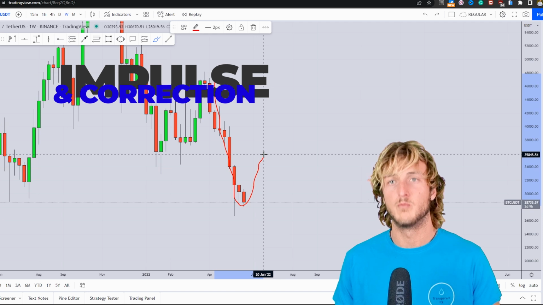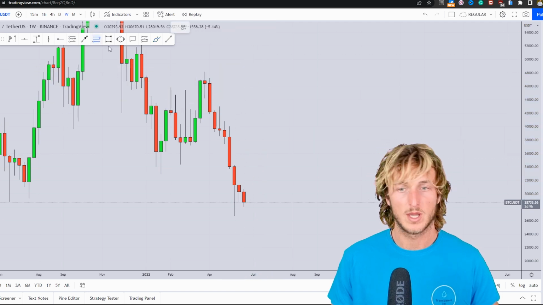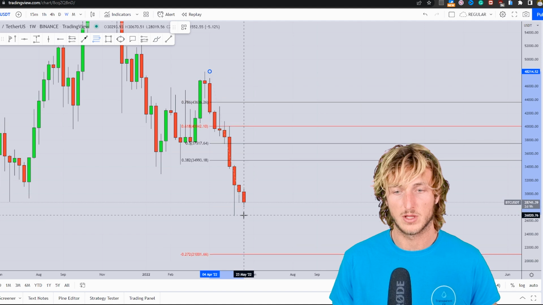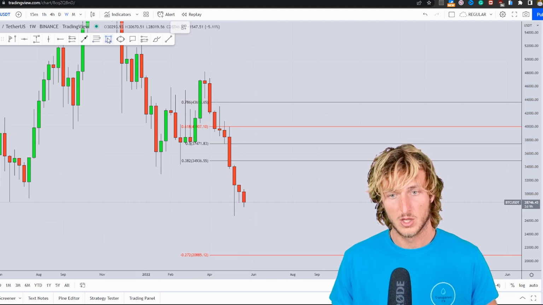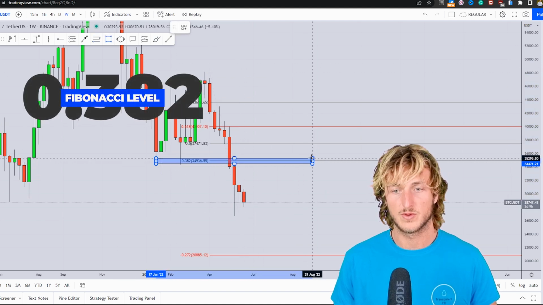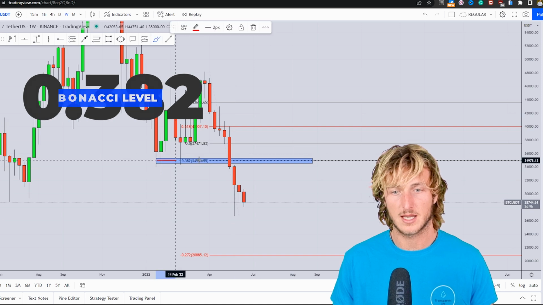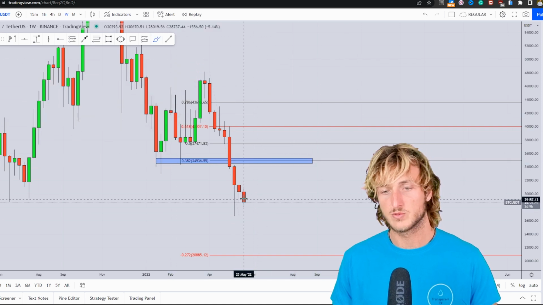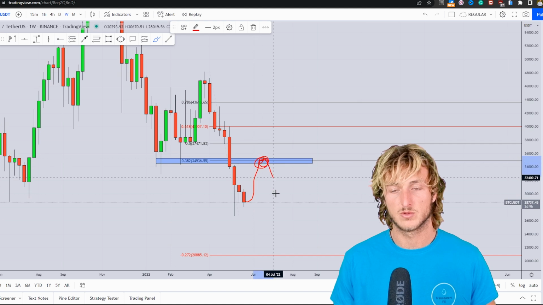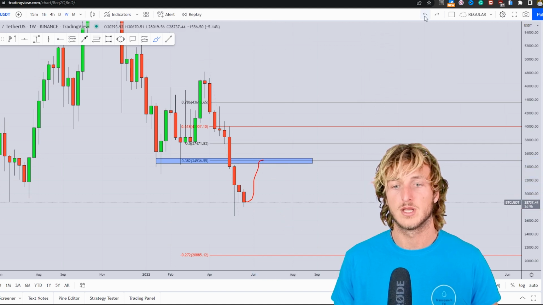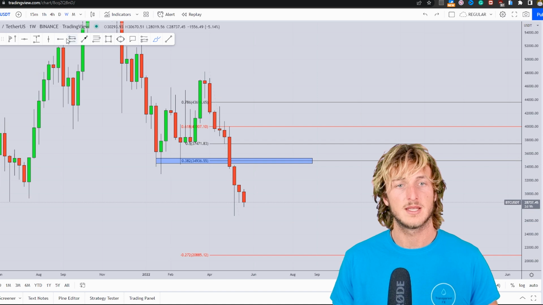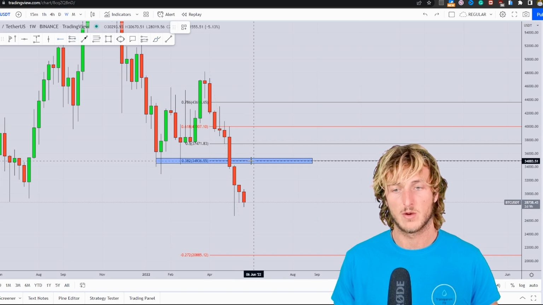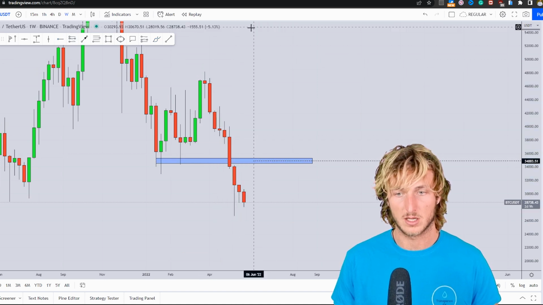Now, if we want to measure this correction, what we have to do is take our Fibonacci from the high to the low of the impulse. Now, if we do that, we can see how we have a 0.32 Fibonacci retracement currently lining up exactly at this zone. Now, this would be the first level that we expect the market to retrace to before then print the continuation lower, meaning that at this level, this is where we would have our first upside target.